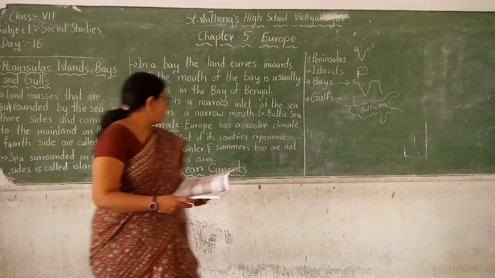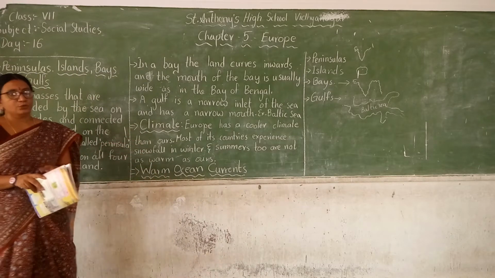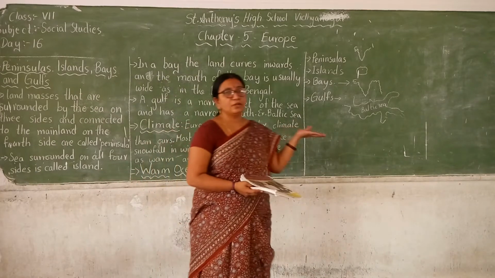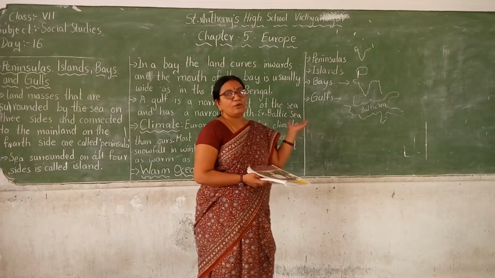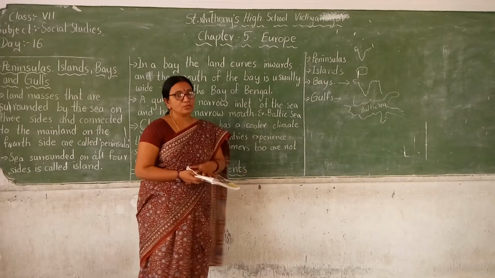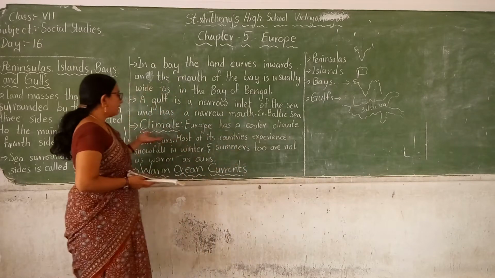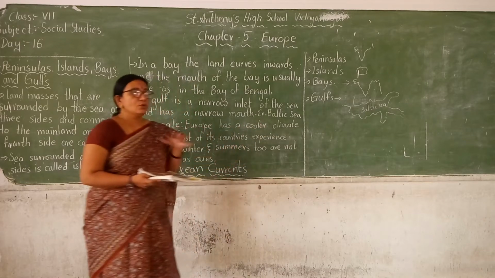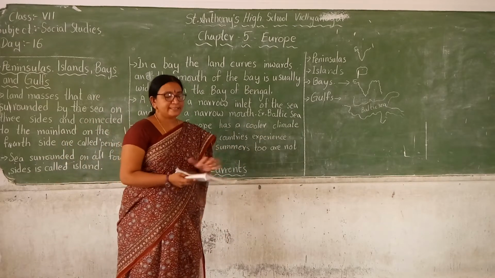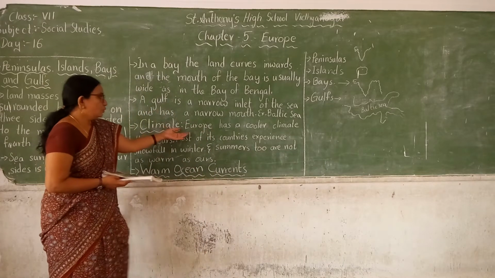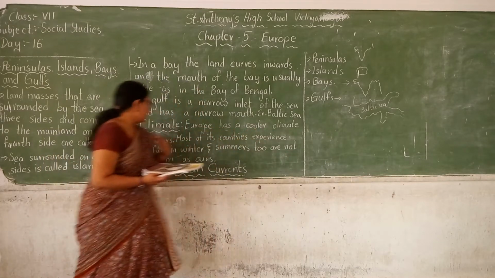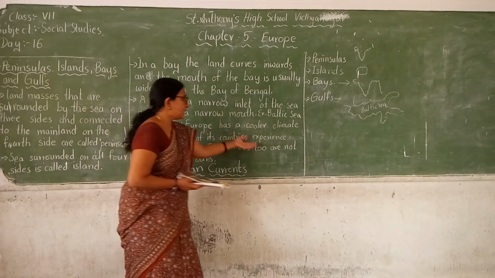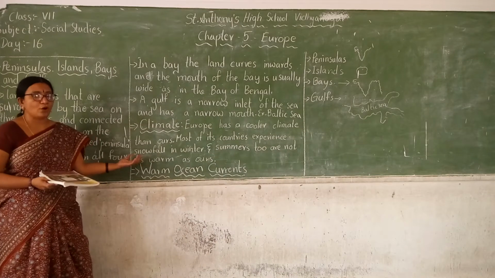So let us know about the climate of Europe. These kinds of land masses are very useful for the lifestyle of Europeans. Let us know what kind of climate there is in Europe. Europe has a cooler climate. What is the reason for the coolness? Let us know in this. Europe has a cooler climate than others. Most of its countries experience snowfall.